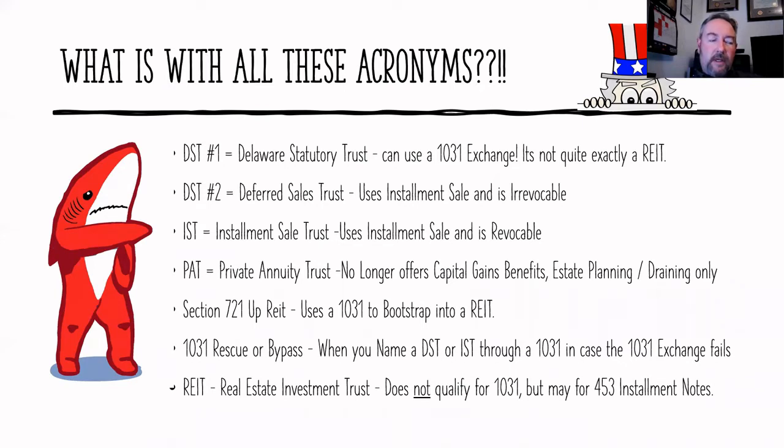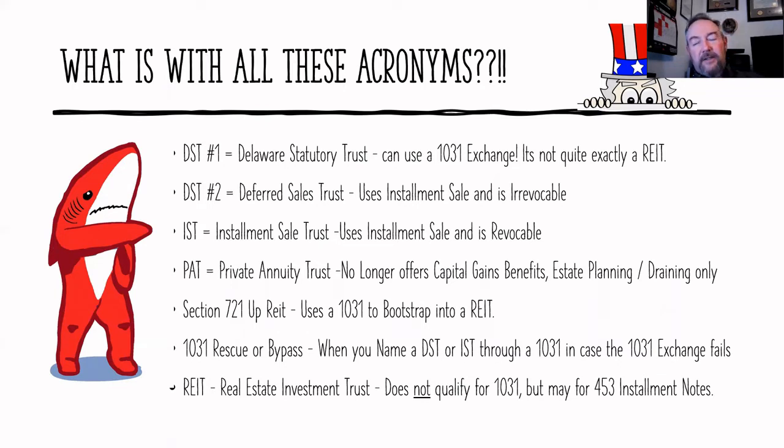Section 721 UP-REIT. This is where you do a 1031 exchange and you kind of go into a REIT in a sneaky fashion. More on that in a sec too. 1031 rescue or bypass. This is where a qualified intermediary gives you an option in case your 1031 exchange falls through. Now, not all QIs will do this, but there are tax codes that say how to do it. And then the REIT, the Real Estate Investment Trust.